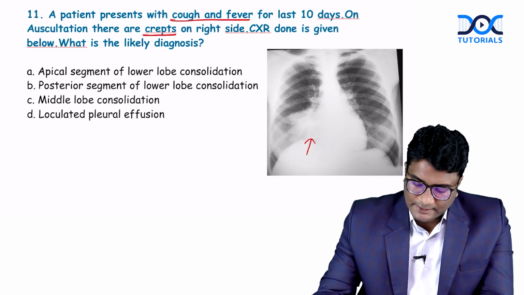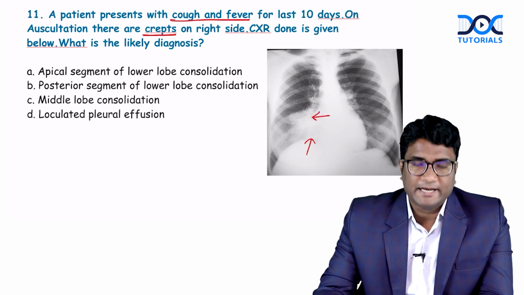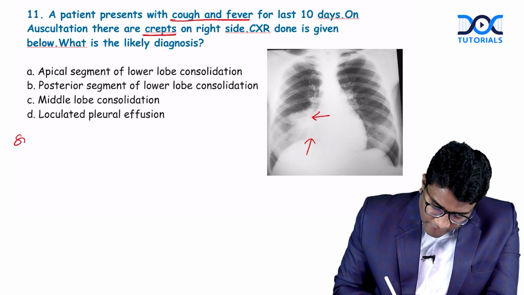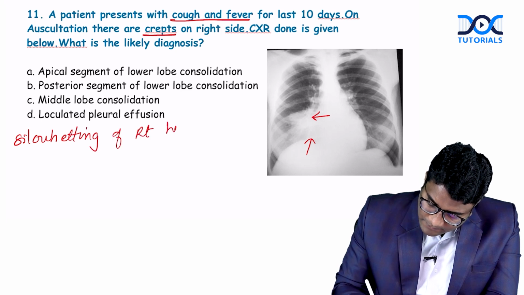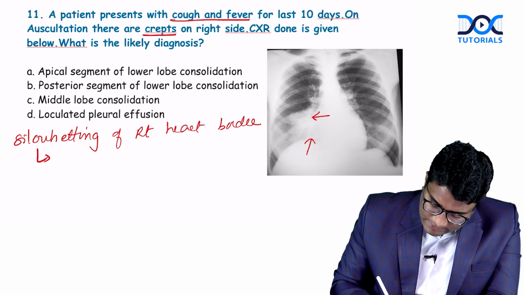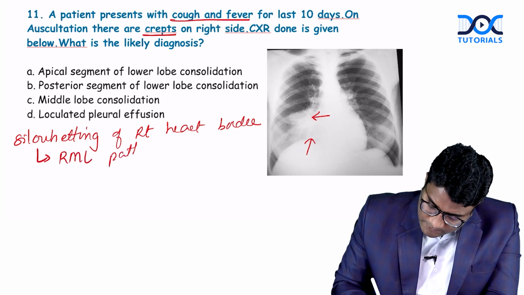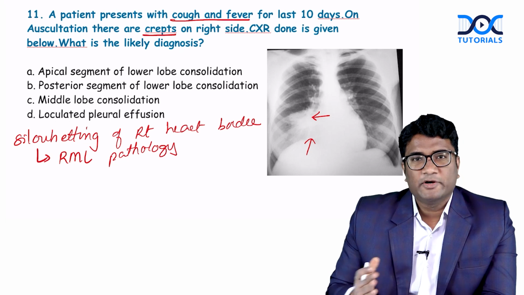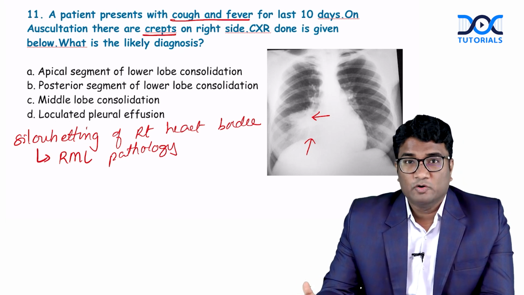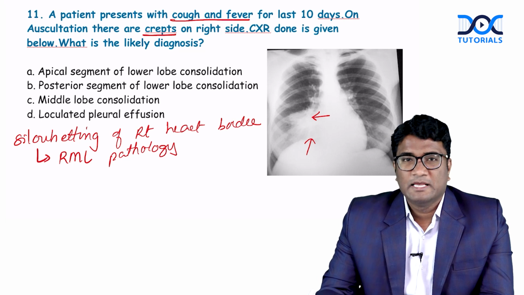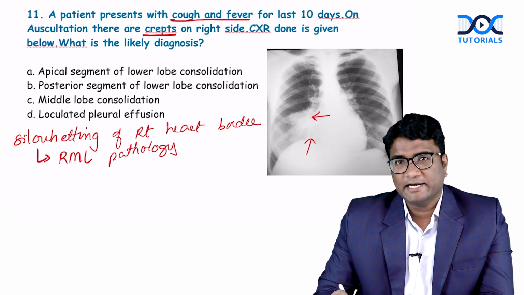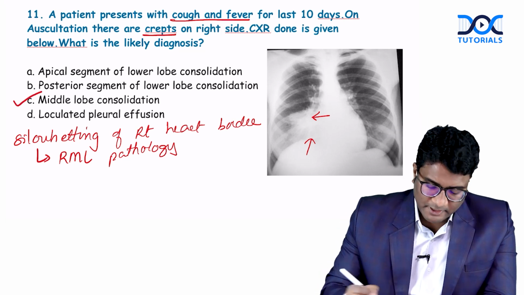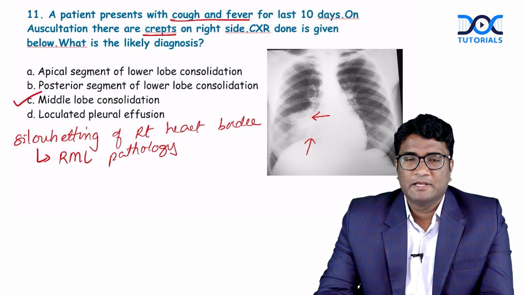effusion? So, what you see here is there is silhouetting of the right heart border. So, when you see silhouetting or obscuration of right heart border, this is suggestive of right middle lobe pathology. Silhouetting of the hemidiaphragm is suggestive of right lower lobe pathology: right hemidiaphragm, right lower lobe, and right heart border is right middle lobe pathology. So, the hemidiaphragm is clearly seen, but the right heart border is not seen. So, this is the middle lobe consolidation. So, this is the silhouette sign. Silhouetting of the right heart border occurs due to right middle lobe pathology.